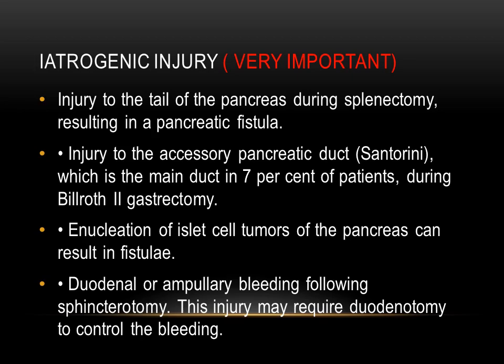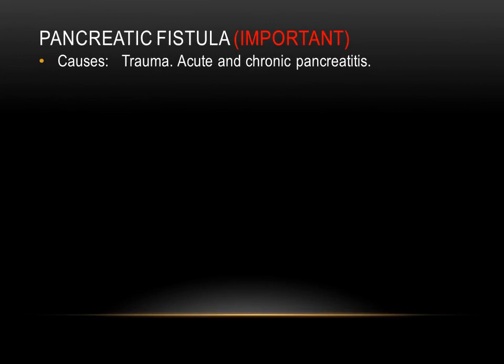Fistula, what does fistula mean? We need a discussion about fistula. A fistula is an abnormal communication between two epithelial surfaces. For example, the pancreas can be injured by trauma or by acute or chronic pancreatitis, and the pancreatic fluid can be drained to the outside. For example, a pancreatic cutaneous fistula or a pancreatic enteric fistula and so on.